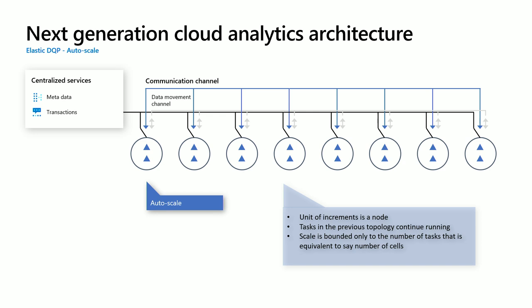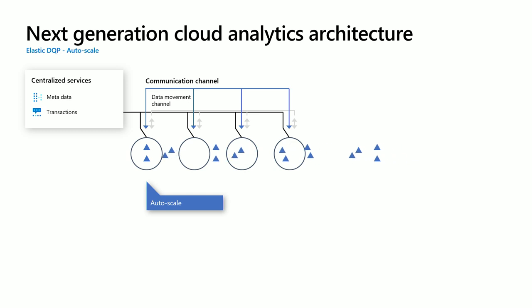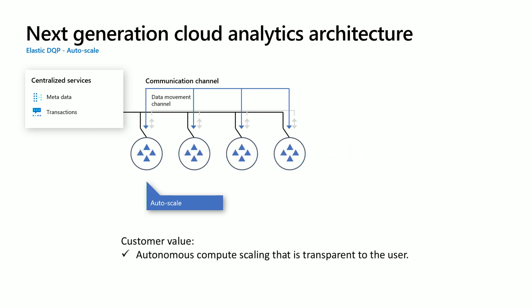Now, when the workload peak ceases, the distributed query processor can then release the capacity that it asked for, in order to have a cost-efficient management of the pool.